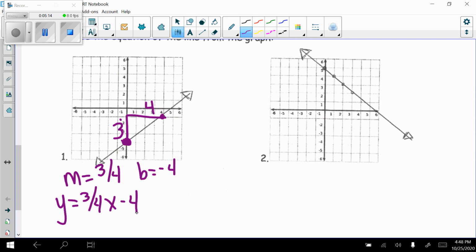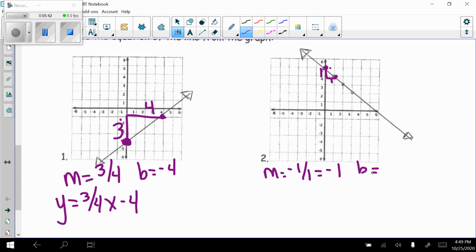Let's try that again. Number 2. Again, pick 2 points on your graph, 1 and 2. This time I notice from left to right my graph is decreasing. So that means that my slope is negative. So to get from one point to the next, I'm going to go down instead of up. So down and over. I went down 1 over 1. So my slope is -1 over 1, or just -1.